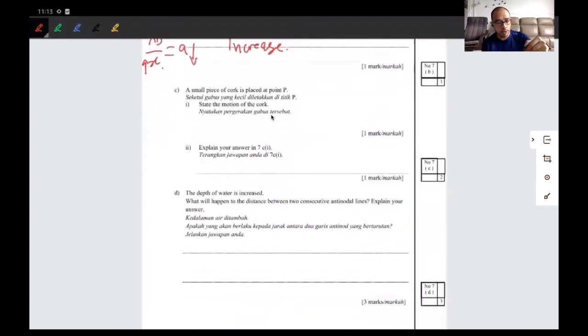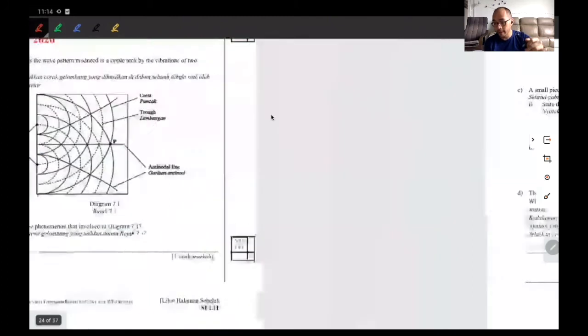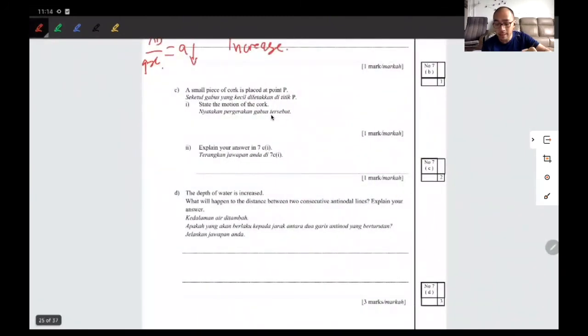But a small piece of cork is placed at point P. So point P is over here. This is constructive interference. State the motion of the cork. Will the cork move up and down or will the cork remain stationary? Obviously, the cork will oscillate. Sorry, the cork. Cork is gabus. Gabus is the thing that you use to seal wine bottles. Up and down.